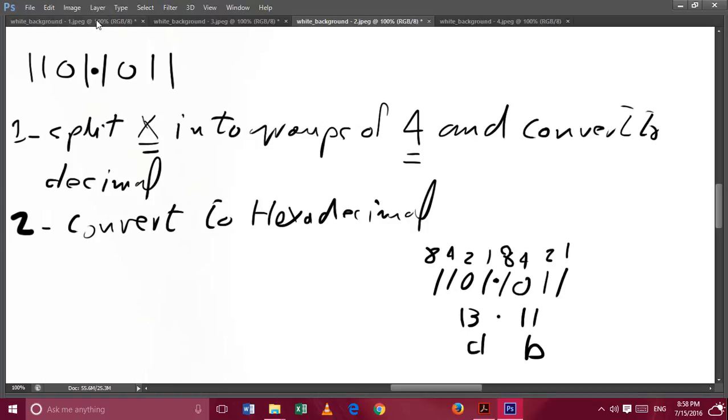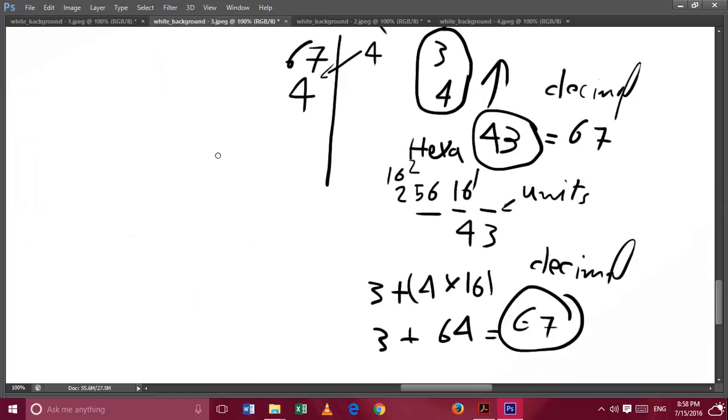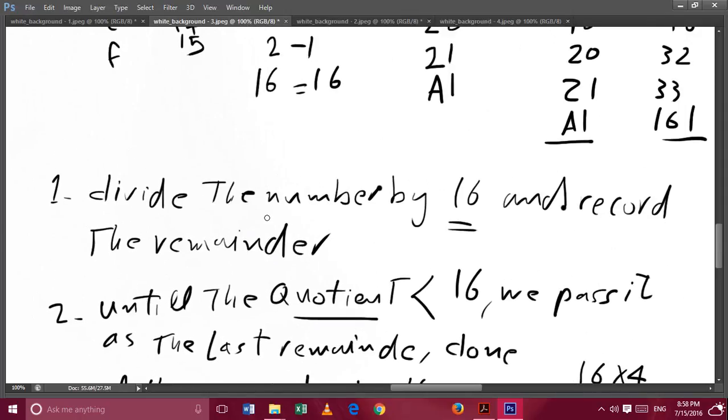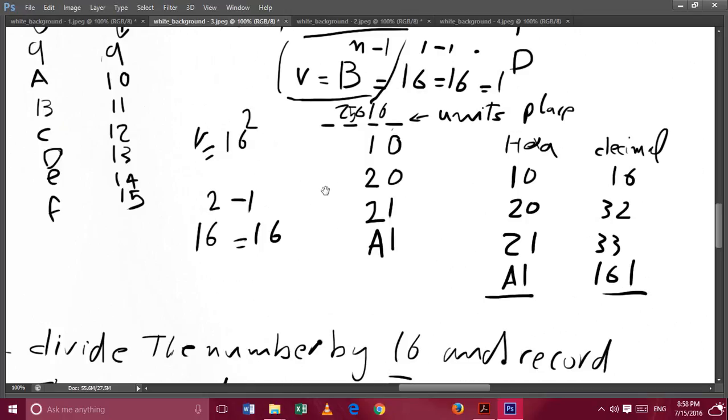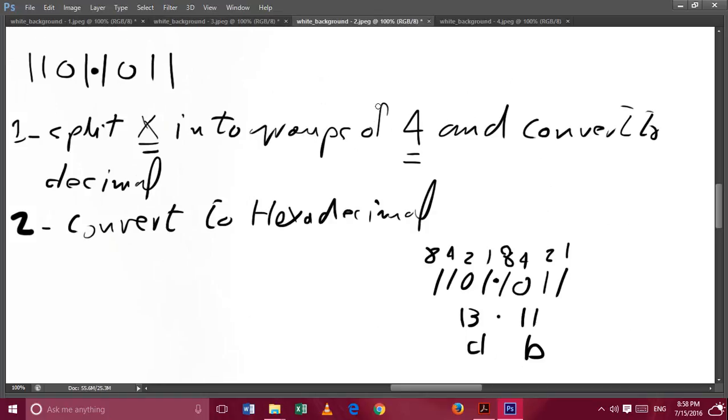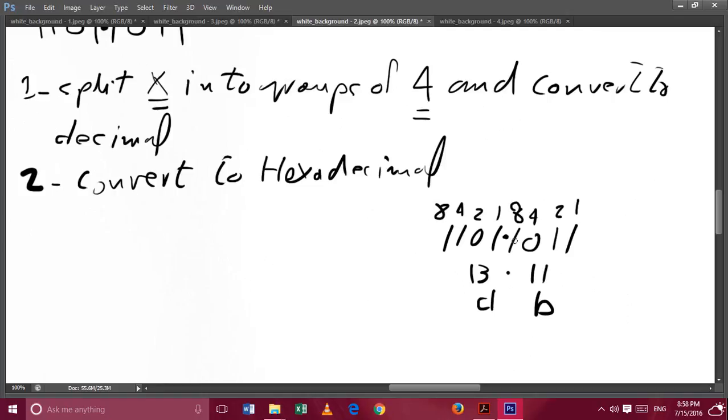How do I know that? From this table right here. So D is 13 and B is 11. So that's it. You can split it into groups of 4, convert to decimal. On the second part, convert that decimal. It becomes very easy. Each group of 4, convert it from decimal to hexadecimal. So that number right there, which is in binary, which is in decimal, is 11 and 13. That would be DB in hexadecimal, right?